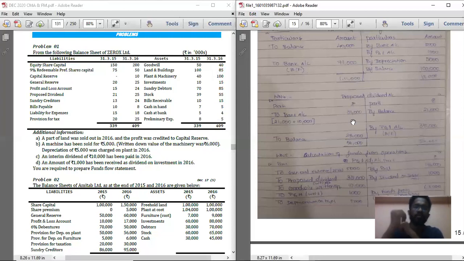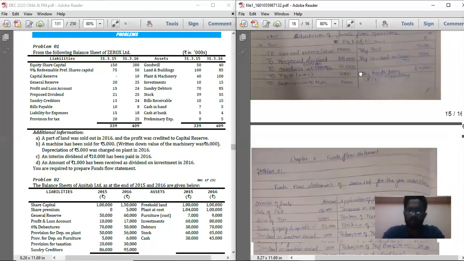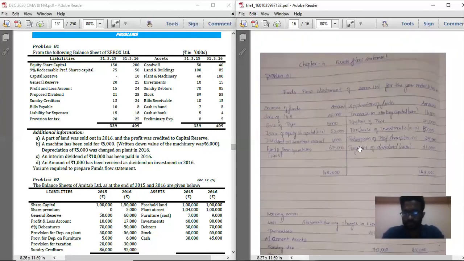Now we are pretty sure that the proposed dividend paid during the year is 31,000. When you are paying dividend, what is happening? Cash is going out, that is fund is going out, which is nothing but application of funds. So come to the fund flow statement. Below purchase of plant and machinery, record payment of dividend, within bracket working note number 4. In the amount column, record 31,000. So that is application of funds.